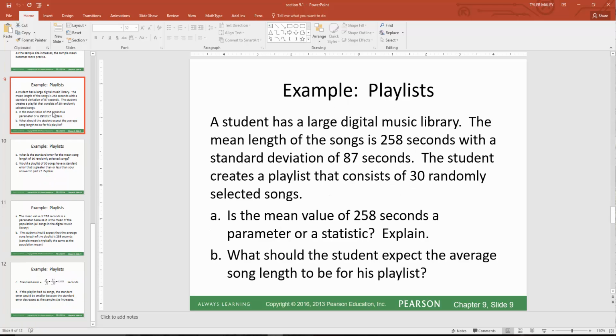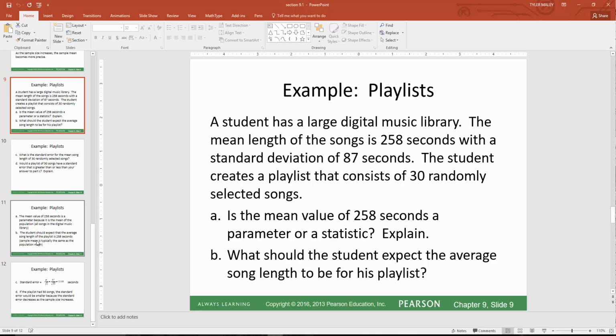So here's an example. Given this scenario, a student has a large digital music library. The mean length of the songs is 258 seconds with a standard deviation of 87 seconds. The student creates a playlist that consists of 30 randomly selected songs. So part A, we're asked, is the mean value of 258 seconds a parameter or a statistic? We want to explain. So let's do one question at a time.